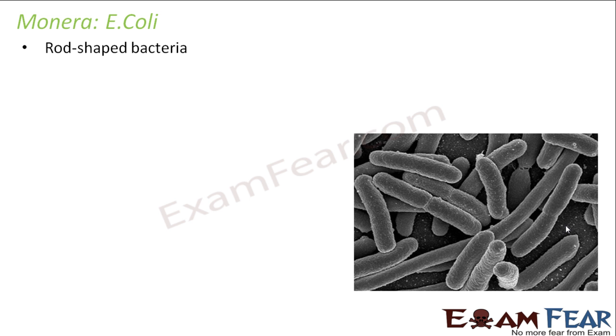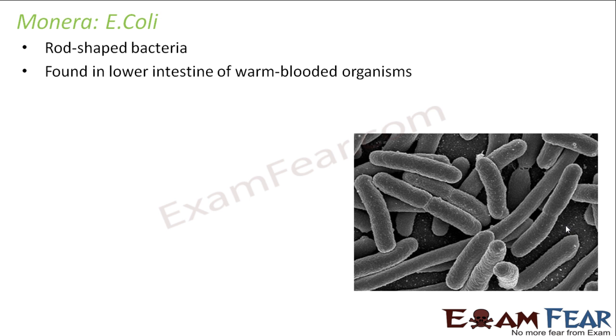They are cylindrical in shape. They are rod-shaped bacteria found in the lower intestine of warm-blooded animals. So now you might be wondering, what are warm-blooded animals? Now we can categorize animals into two types depending upon their body temperature. One is warm-blooded and one is cold-blooded. So let me explain what warm-blooded animals are, because that will help you in the long run.